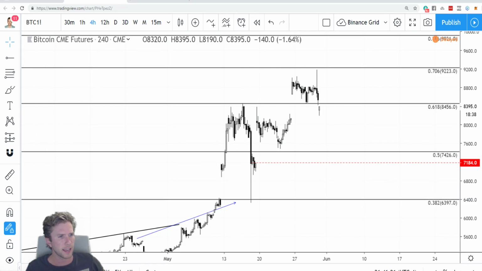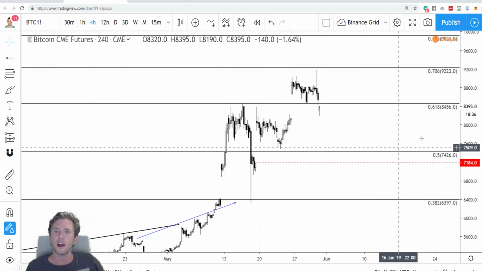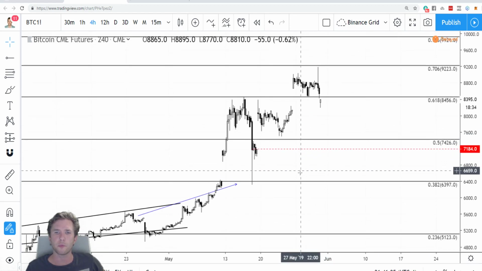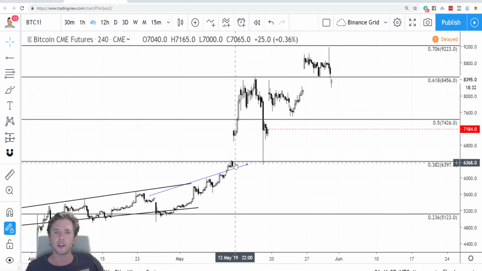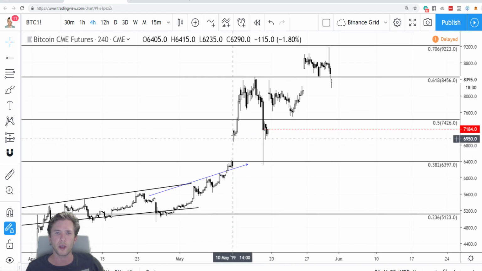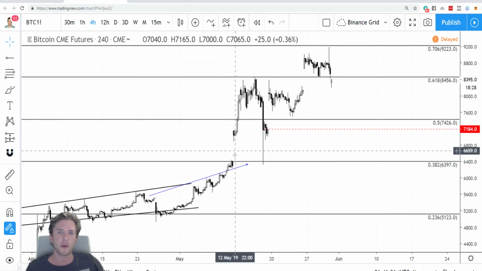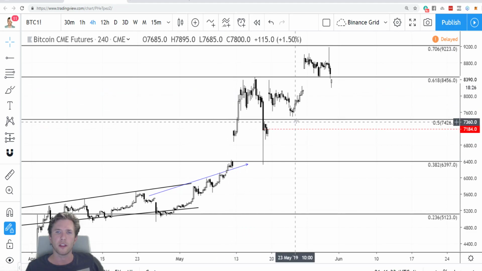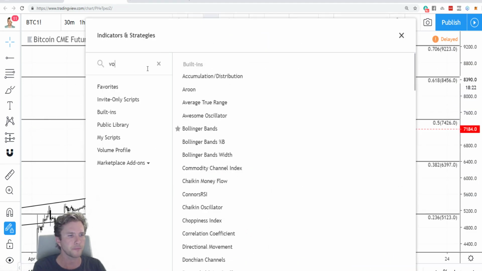I thought you said gaps don't count in parabolic. No, gaps do count in parabolic. Typically, when you get a gap like this, that's called a breakaway gap, and a lot of times they don't come back and fill right away. But the CME market, if you look at the volume on the CME market.